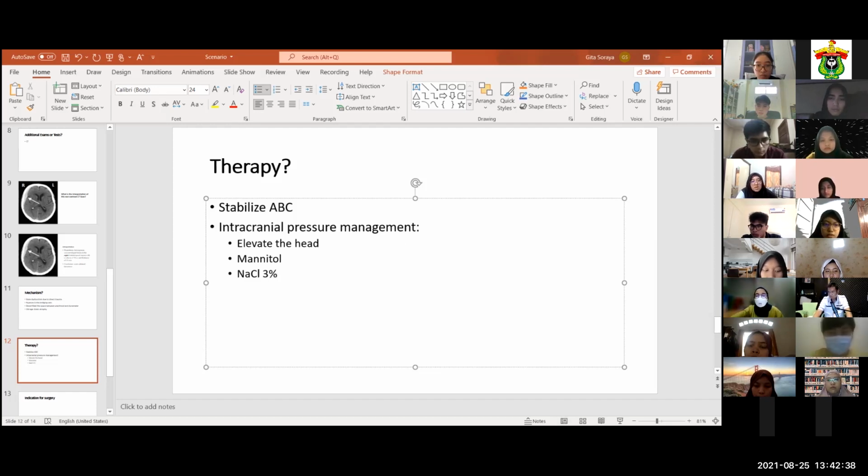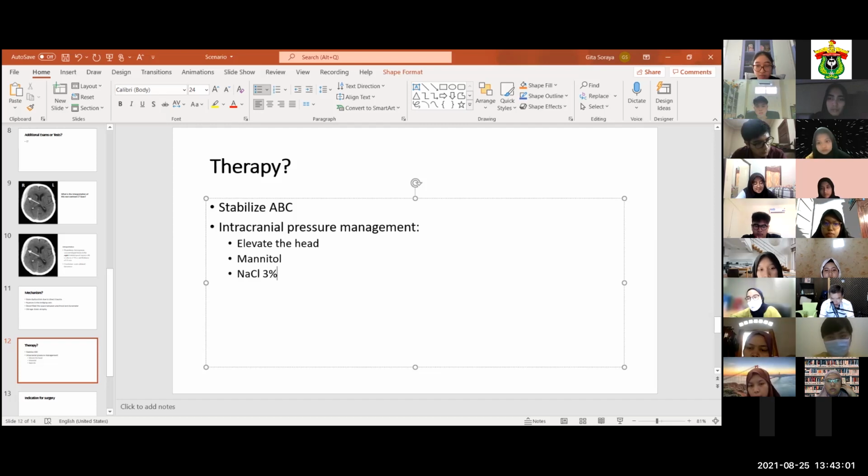So we can perhaps consider these as options for therapy in the patient. Okay. Does anyone know why would you give hypertonic solutions like this for the patient? Why would these solutions decrease the intracranial pressure? Go back to your biomedicine lectures.